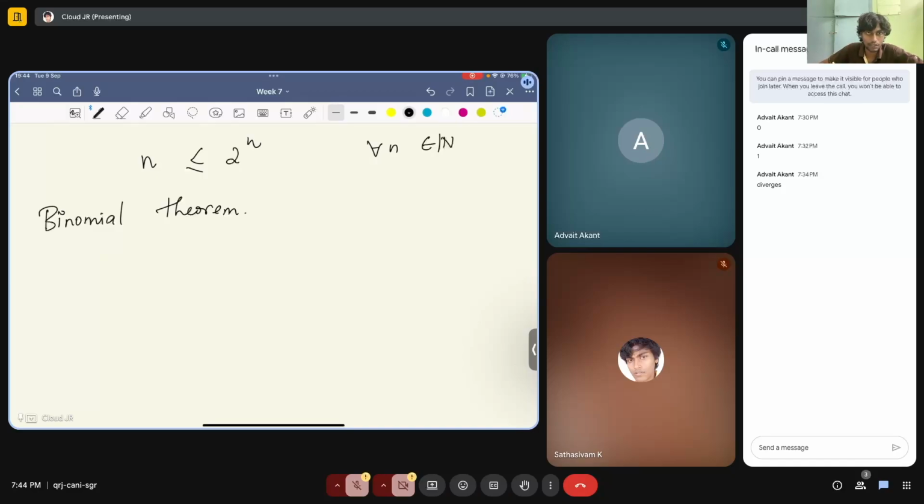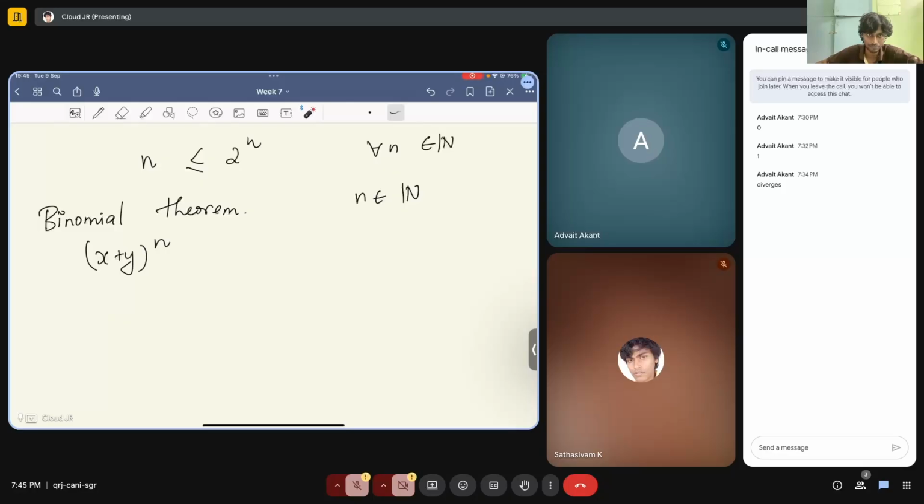Okay, so the binomial theorem says the following: if you have (x + y)^n, where in this case n is a non-negative integer, so for the sake of argument, we'll just take n belongs to the natural numbers. You can have this as some fraction, and there are some generalizations of this, but for all that we care about, we don't need this.